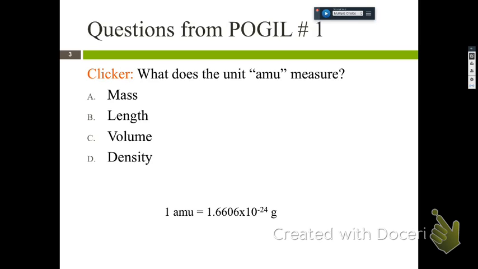And so this is a conversion factor that we're going to be using. 1 AMU equals 1.6606 times 10 to the negative 24th grams. And so this means that you have 23 zeros before that 1. If you're not comfortable with scientific notation, we're going to be using it a lot in this class. And scientific notation is times 10 to tell us how big or how small things are.